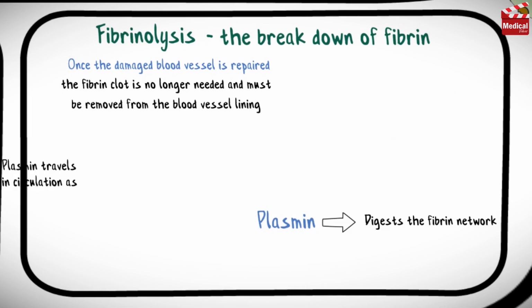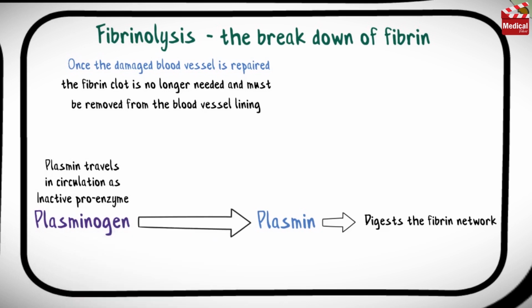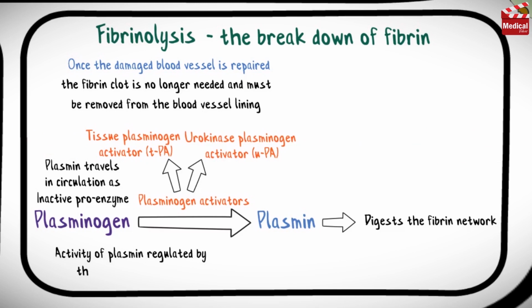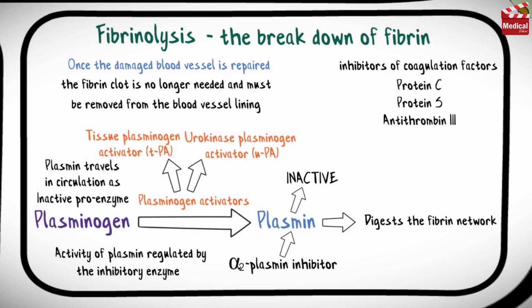network. Plasmin travels in circulation as the inactive proenzyme plasminogen, and is activated by factors produced by the liver and vascular endothelium, called plasminogen activators. And there are two types of these activators: tissue plasminogen activator, TPA, and urokinase plasminogen activator, UPA. The activity of plasmin is in turn regulated by the inhibitory enzyme alpha-2 plasmin inhibitor, which rapidly inactivates it. There are also several inhibitors of coagulation factors, including protein C, protein S, antithrombin III.